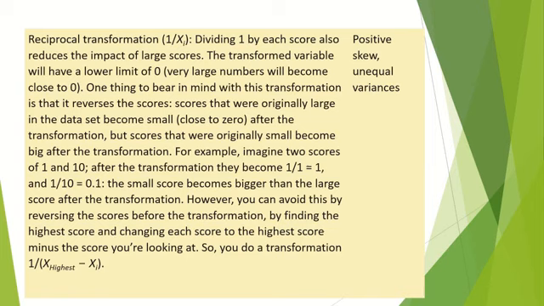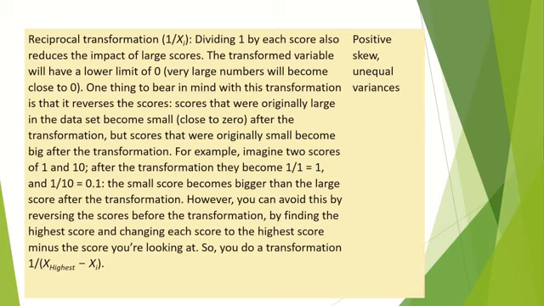The third type of data transformation is reciprocal transformation, that is 1 divided by x sub i. Dividing 1 by each score also reduces the impact of large scores. The transformed variable will have a lower limit of 0. One thing to bear in mind with this transformation is that it reverses the scores. Scores that were originally large in the dataset become small after the transformation, but scores that were originally small will become big after the transformation.